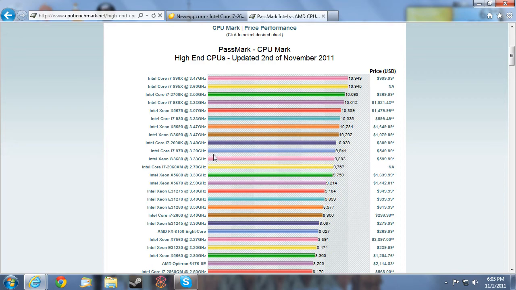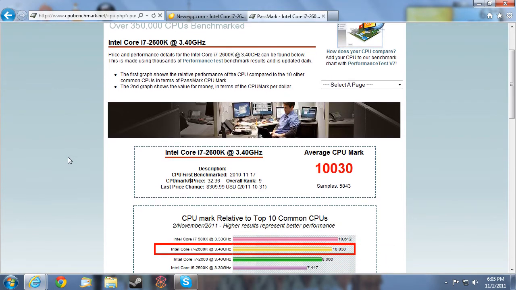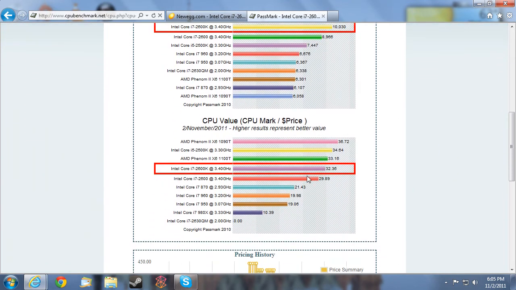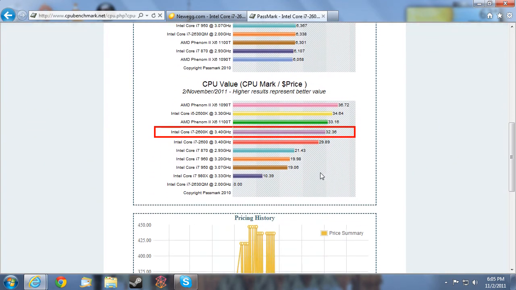Now, let's go ahead and click on the 2600K. This is just giving you a couple more details about the processor. But I think this down here is a really, really useful chart. This is going to be the CPU value. So this is going to give you an idea of how valuable this CPU is for the performance. Is it worth the dollar value?